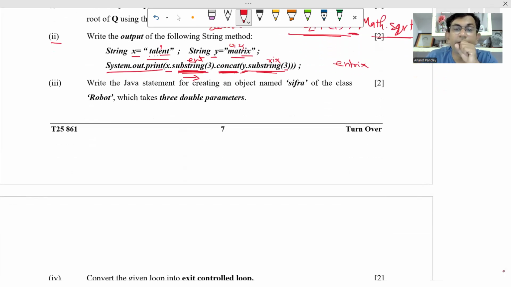Write the Java statement for creating an object Cifra of the class Robot, which takes 3 double type parameters. So here I am taking the class name. What is the class name? Robot. Creating an object of the Robot class, the object name given is Cifra. Cifra equal to new Robot, and here it takes 3 double parameters.